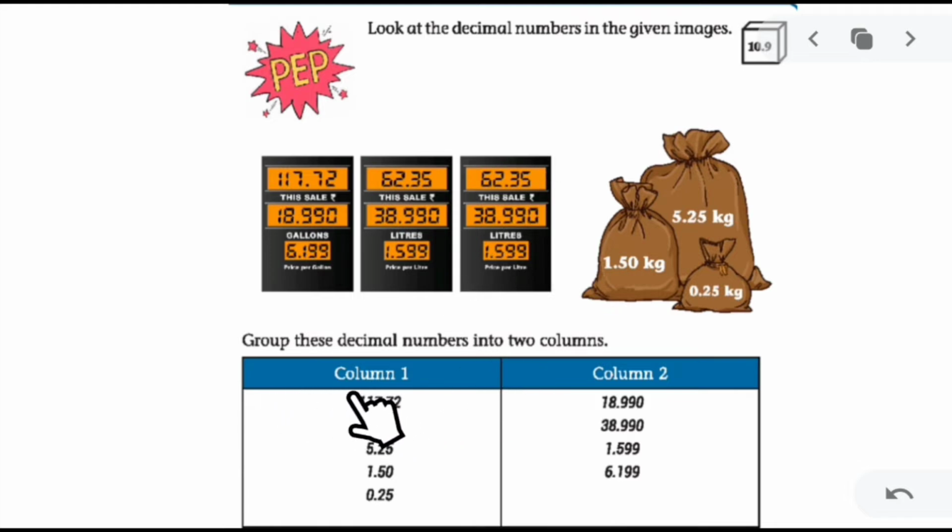We need to group these decimal numbers into two columns. So column-wise we want to segregate. How do we segregate? I have already segregated them. In column 1, the decimal part has a 2-digit number after the point. In column 2, the decimal part has a 3-digit number after the point. So I have segregated them column-wise.